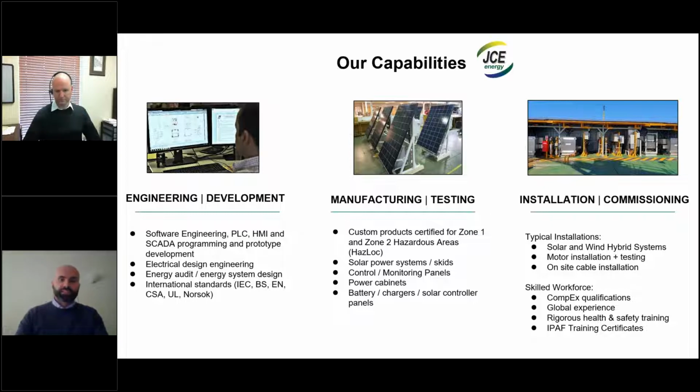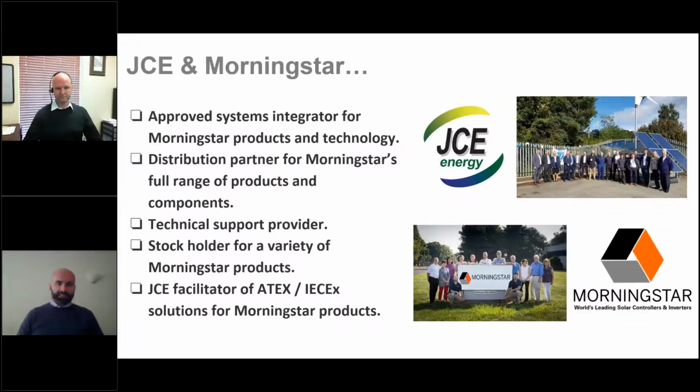Then we go to the manufacturing and testing, where we can manufacture in our workshops in Aberdeen and in Plymouth products certified for either zone 1 or zone 2. Again, solar power systems, so solar panels, batteries, distribution boards, and so on. Then we go to the installation and commissioning. Our personnel, who are qualified with complex qualifications and also all the relevant certification, can help our clients to install and commission the products on their sites. So let's go to the next slide regarding a couple of small examples which give a very brief overview.